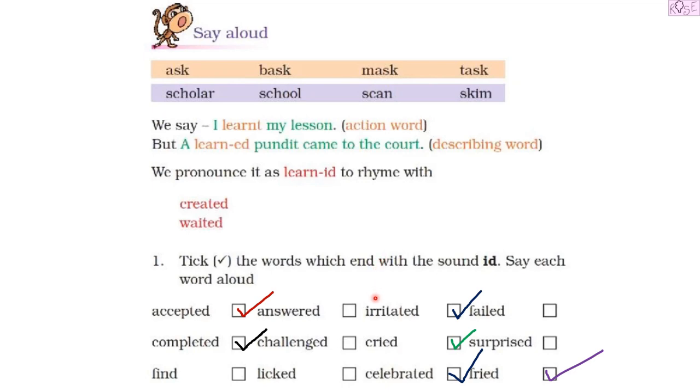Did you like this activity? Now what do you have to do? Make a list of all those words that end with id. And do tell me which more words you added.